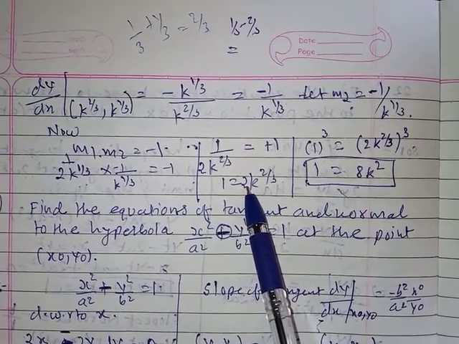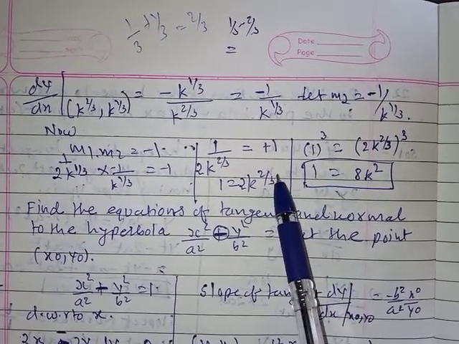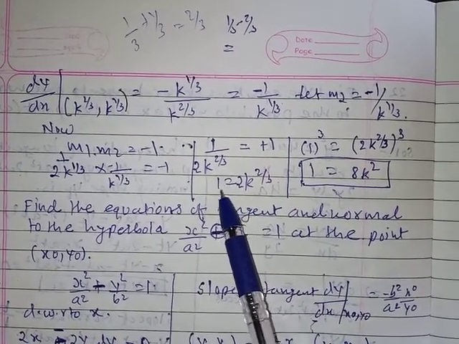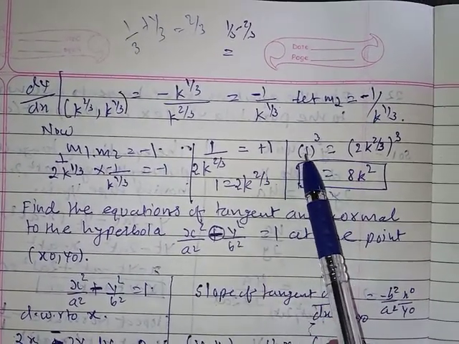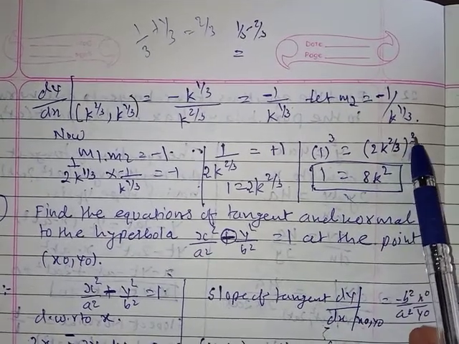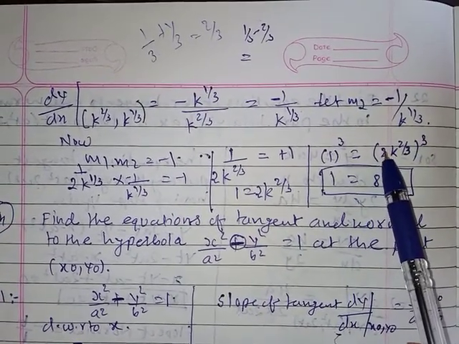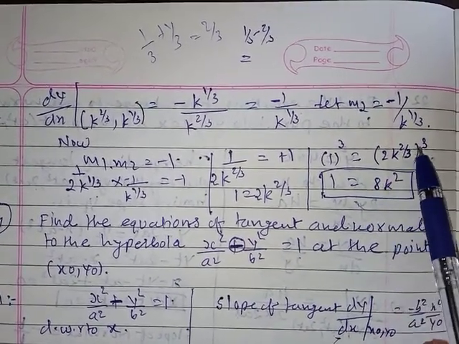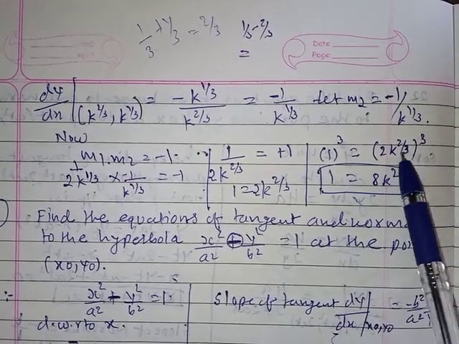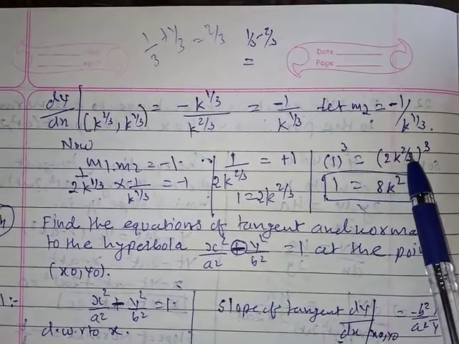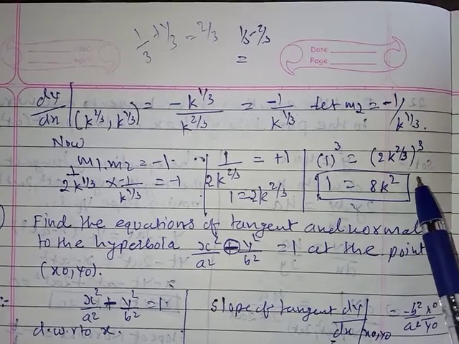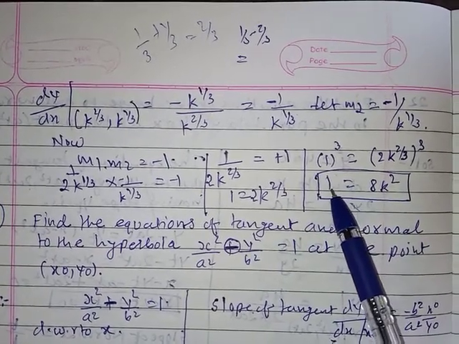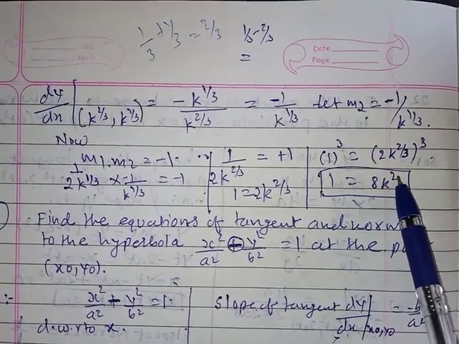Is it clear? Taking the cube root on both sides, the cube root of 1 is 1, and for 2k^(2/3), the cube of 2 is 8, and this will cancel out. Why did we cube? Because you want to remove the cube factors, so you'll get 1 is equal to 8k squared.